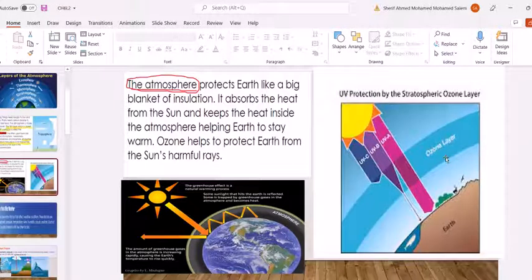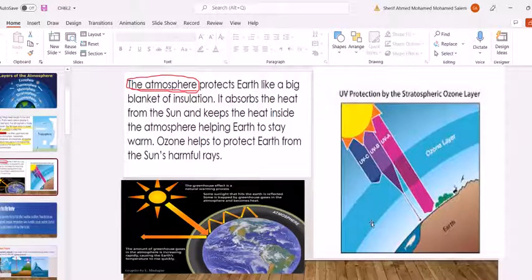So if I ask you, Juliana, what is the importance of the ozone layer? Protects the Earth. Concentrate, Juliana. Protects the Earth from the harmful rays. Again? I don't hear you when you ask the question. What is the importance of the ozone layer? Protects the Earth from the harmful rays.